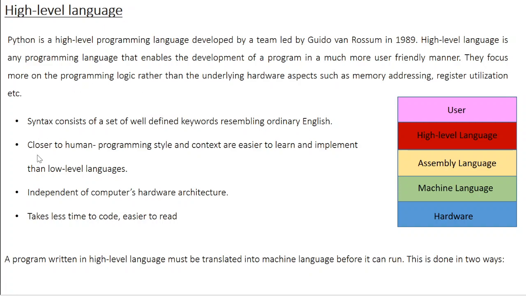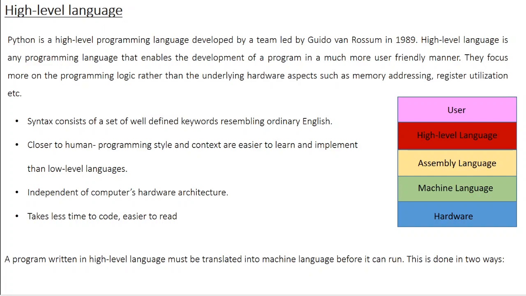So it's easy for you to use those keywords. And high-level languages are closer to human because, as I said, this is the language which the user directly uses. So the programming style and context are easier to learn and implement compared to the low-level languages. By low-level language, what I mean are the assembly language and machine language. Machine language is nothing but the binary language which deals with ones and zeros. So if I take a simple program of adding two numbers, if you write the code in machine language, it will be a series of ones and zeros, and you cannot literally make out anything from that.